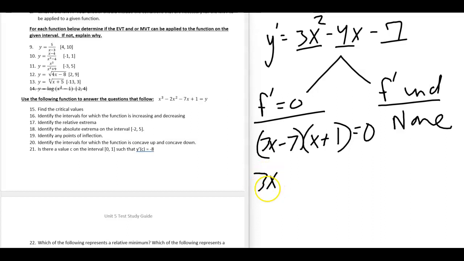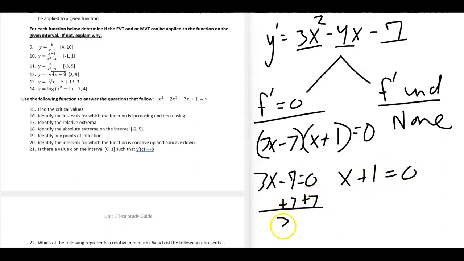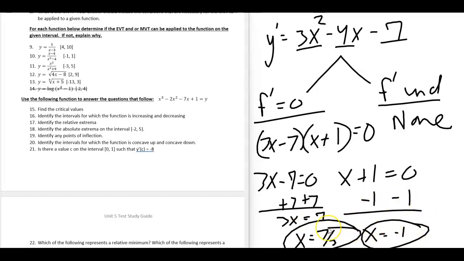Then what we're going to do is set each piece equal to 0 and solve. So I end up with x equals 7/3 for that one, and for this one, I end up with x equals -1. So I've got two critical values there, and that would be the answer to number 15.